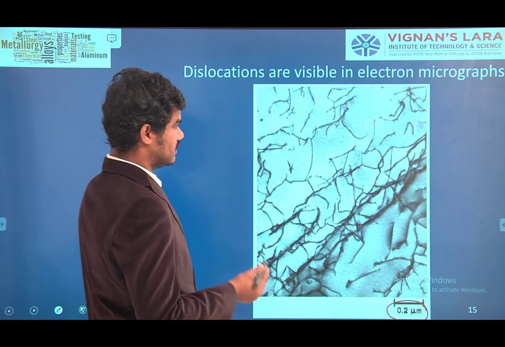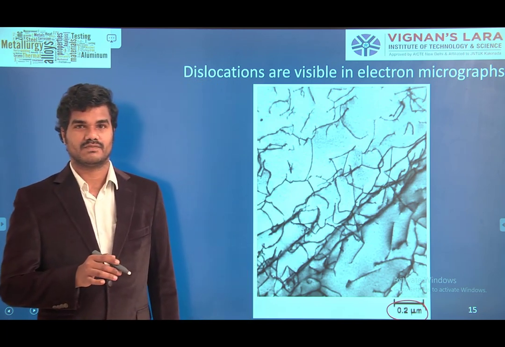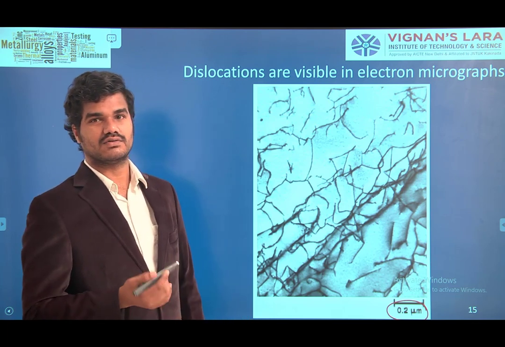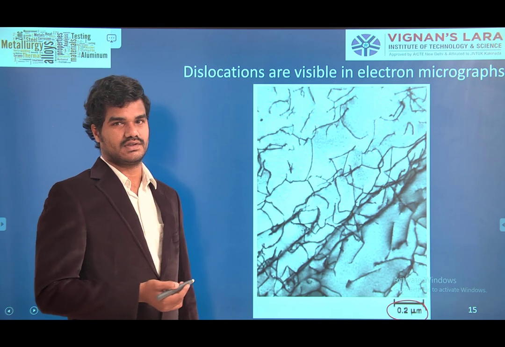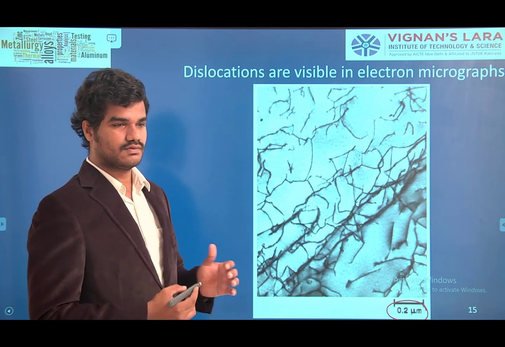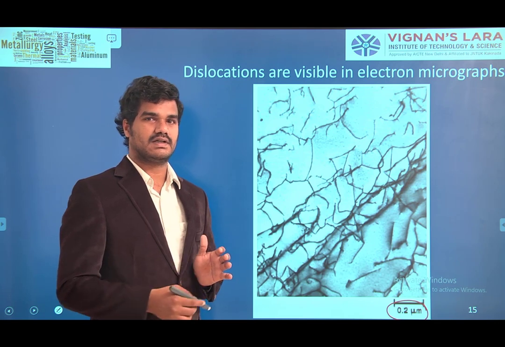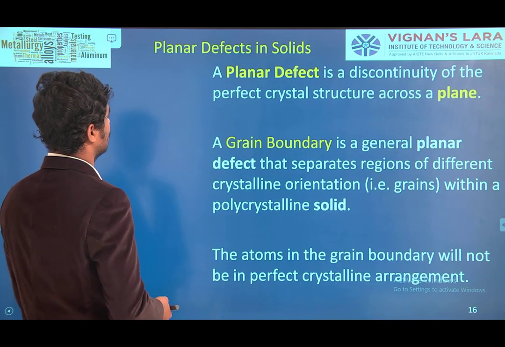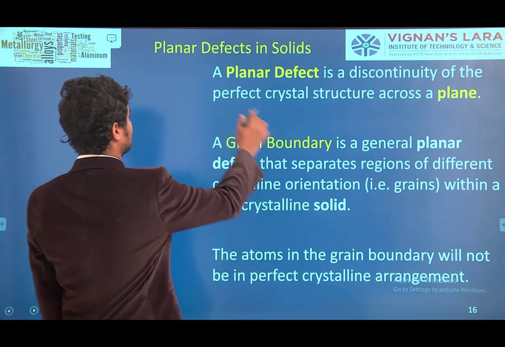In what topic are we discussing the dislocations? In line defects. Line defects are caused due to dislocations. Those dislocations are of two types: one is edge dislocation, the second is screw dislocation. So far we have covered point defects and line defects. Let us see about area defects, or planar defects.